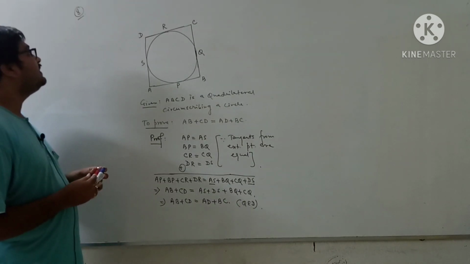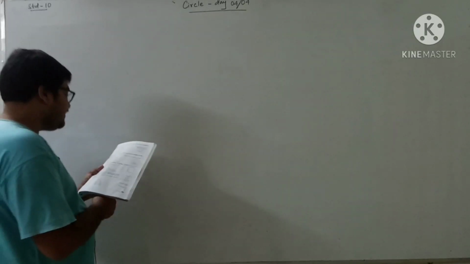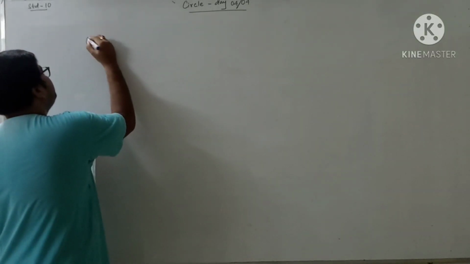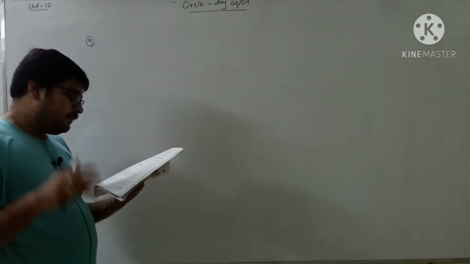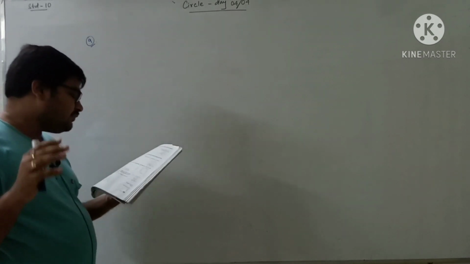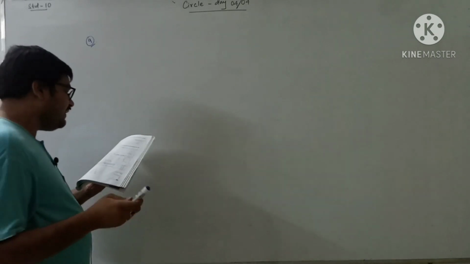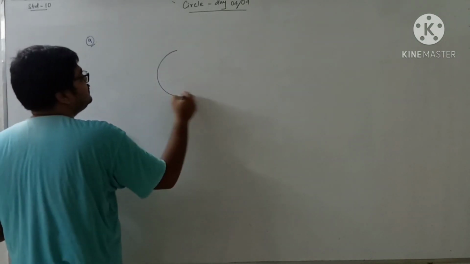Going to the next question, number 9. Our next question number is 9. What is the question? The figure is given: XY and X prime Y prime are two parallel tangents to a circle. So this is a circle.